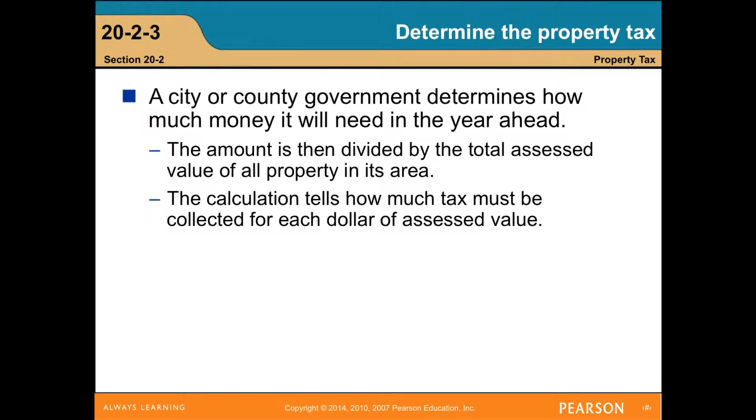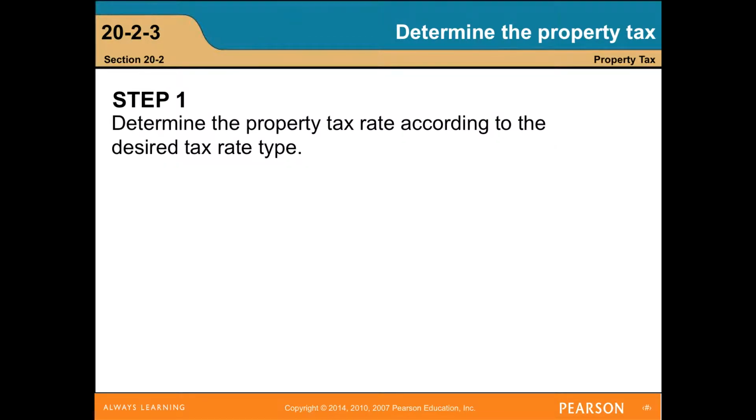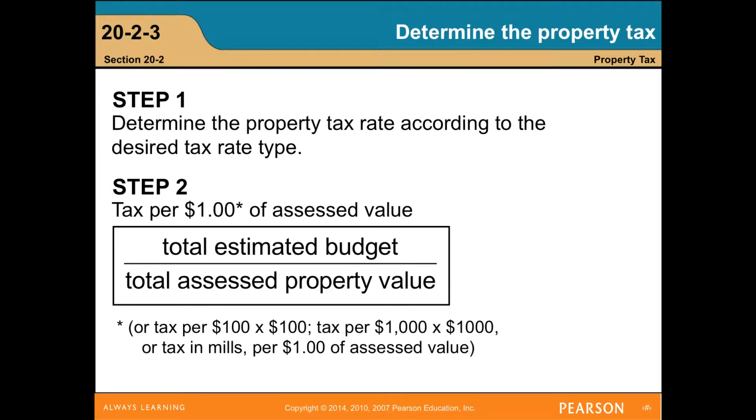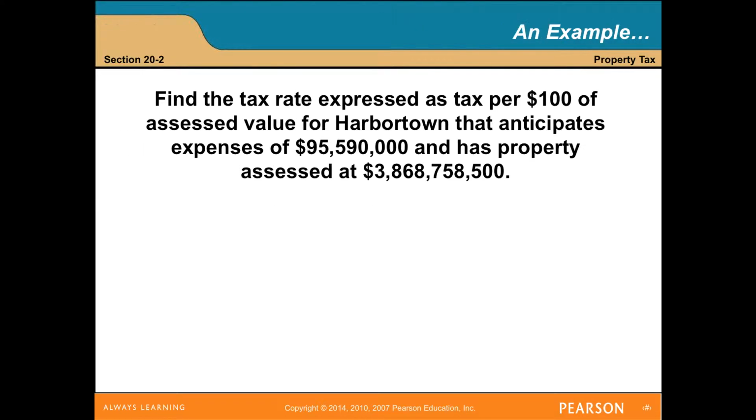Determining the property tax. A city or county government determines how much money it'll need in the year ahead. The amount is then divided by the local assessed value of all the properties in the area. The calculation tells us how much tax must be collected for each dollar of assessed value. So the first step is to determine the property tax rate according to the desired tax rate type. The second step is tax per $1 of assessed value. So we have the total estimated budget over the total assessed property value, or tax per 100 times 100, tax per 1,000 times 1,000, or tax in mills per $1 of assessed value.